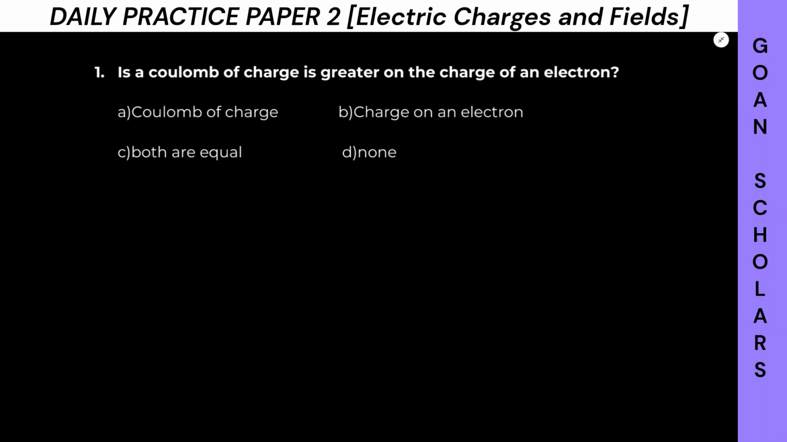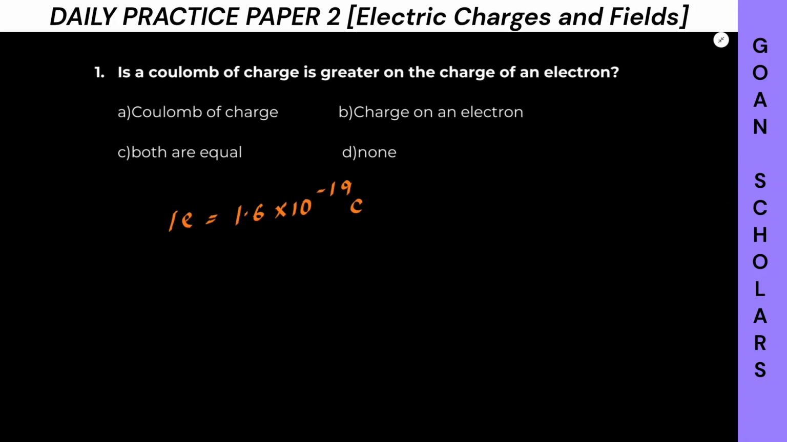So this is our paper 2, and question number 1 in paper 2 says, is a coulomb of charge greater or the charge of an electron? So we know that one electronic charge equals 1.6 into 10 raised to minus 19 coulomb, right? So that is 10 to the power negative, okay? So it is much smaller than 1 coulomb.